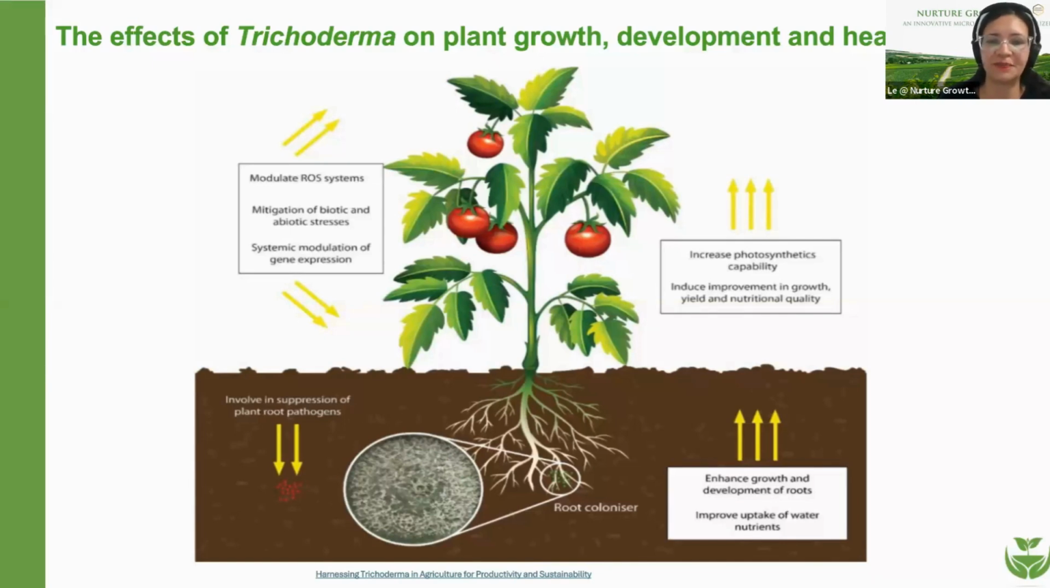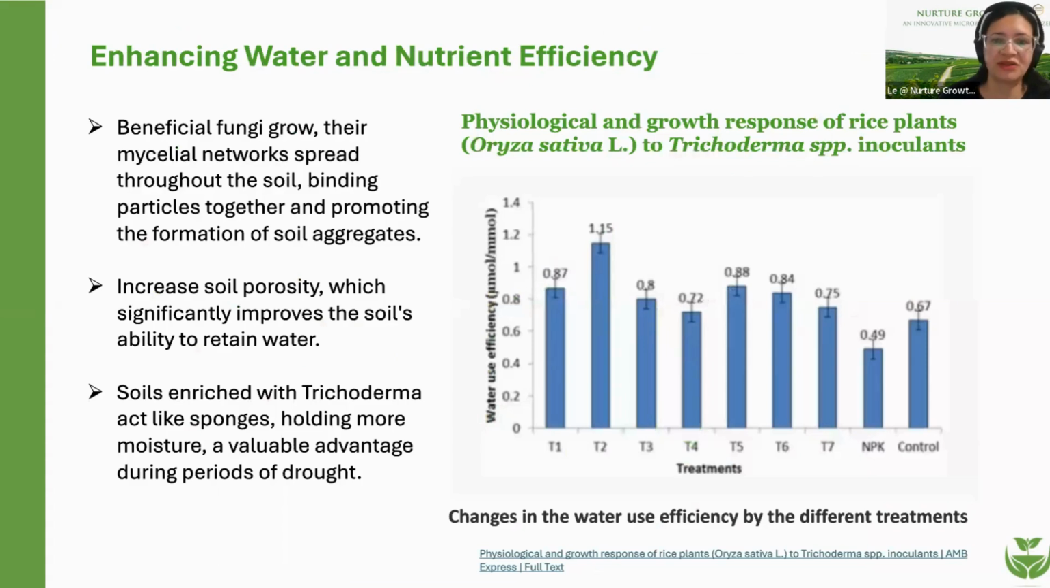Trichoderma is known as a soil-borne fungus that suppresses soil-borne diseases. So it is helpful in both factors: increasing the growth and development of the plant, as well as suppressing the harmful pathogens also. So this is the slide showing the enhancing water and nutrient efficiency by Trichoderma.